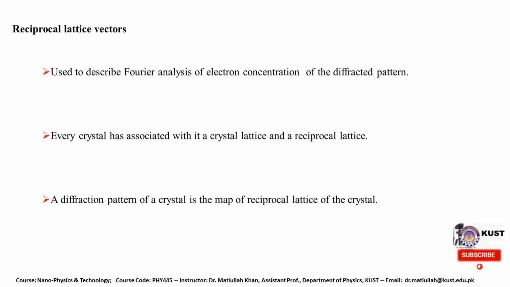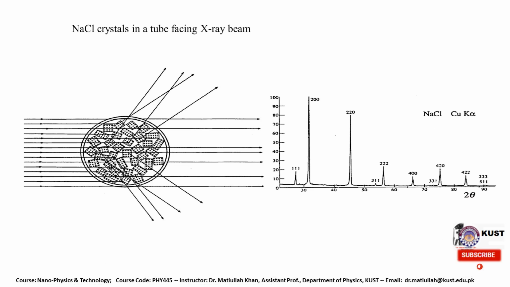We often use reciprocal space for that, and that is used to describe the Fourier analysis of electron concentration of the diffracted pattern. Every crystal has associated with its crystal lattice a reciprocal lattice. So the diffraction pattern of a crystal is the map of the reciprocal lattice of the crystal. This is actually the diffraction pattern from sodium chloride, NaCl, and here the peaks are identified. Each peak is identified and the plane from which it has been scattered is mentioned. Just like you see, the most intense peak among all these peaks is the peak diffracted from the 200 plane.